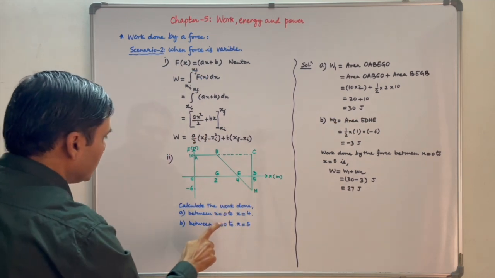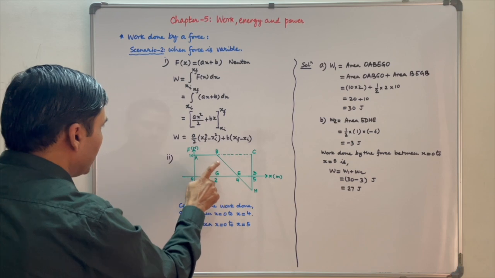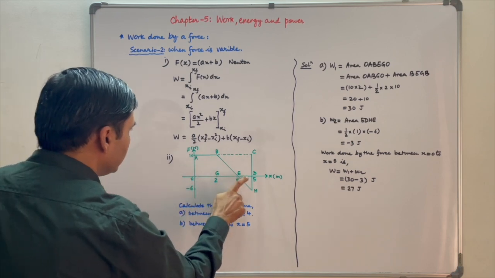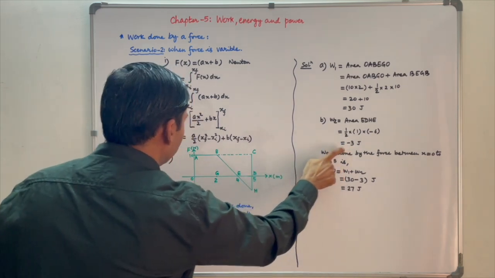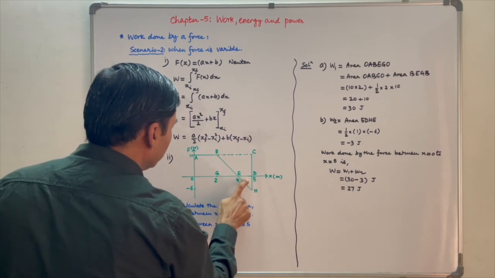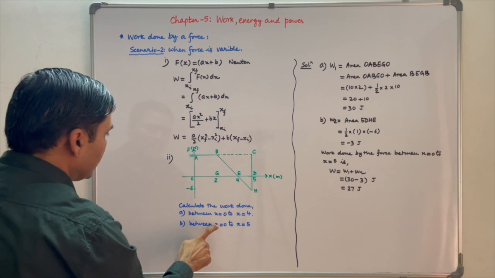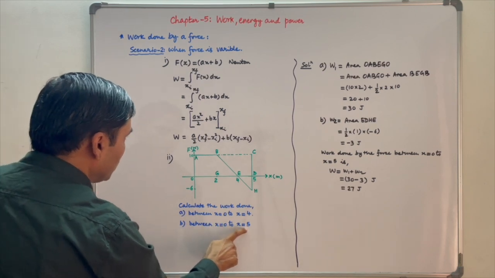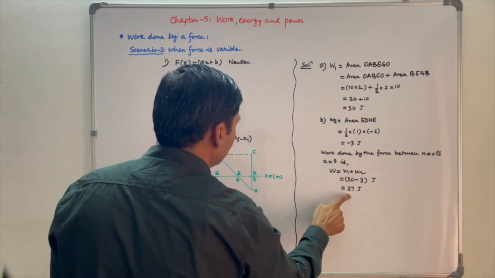To calculate the work done between x is equal to 0 to x is equal to 5, we need to add the area of this trapezium and this triangle. Work done corresponding to this triangle will be negative as force is minus 6 Newton. So work done corresponding to this triangle will be minus 3 joule. So total work done between x is equal to 0 to x is equal to 5 will be 30 joule minus 3 joule, and that is 27 joule.